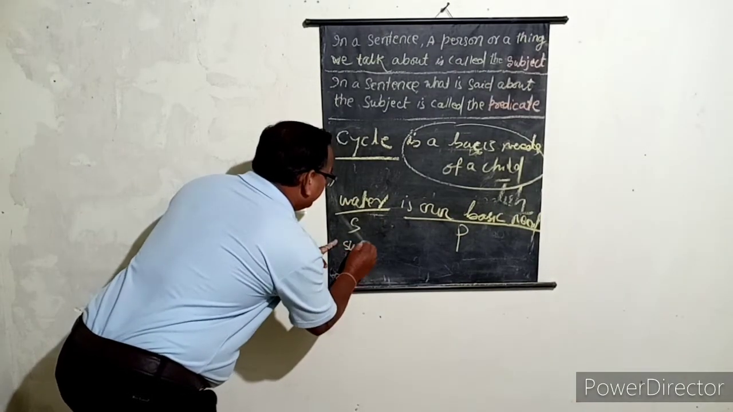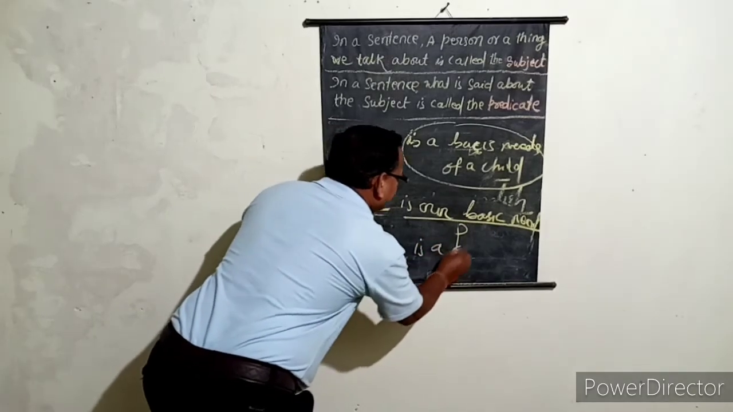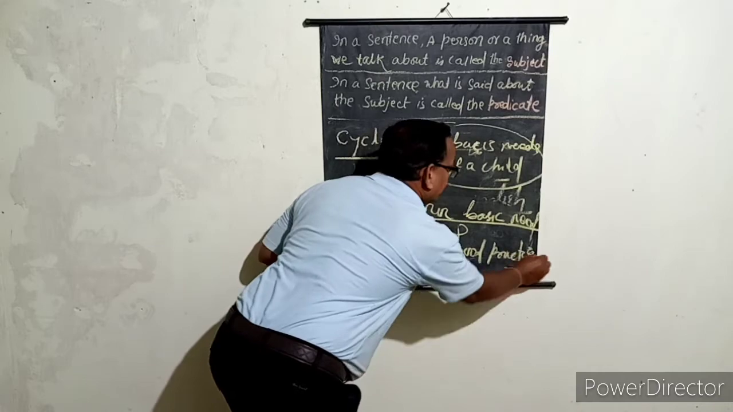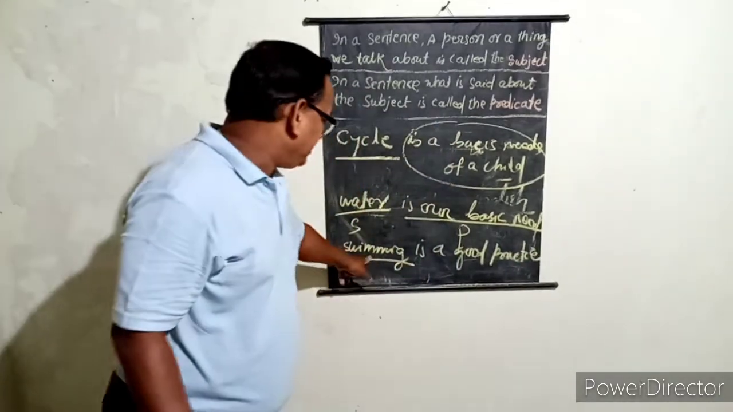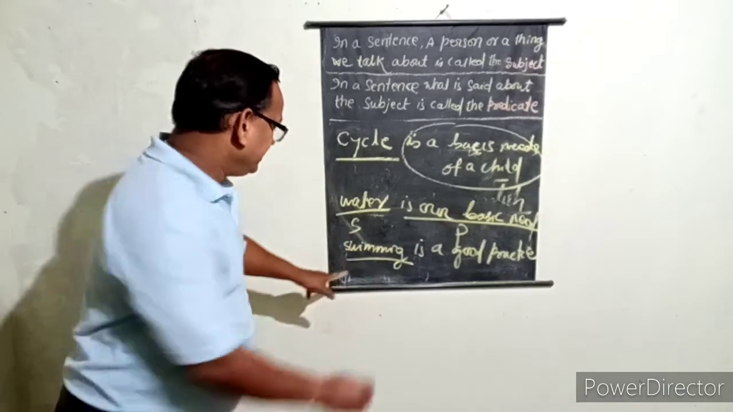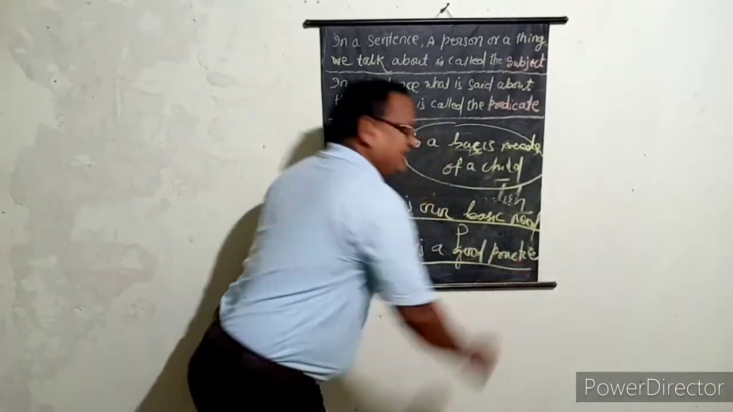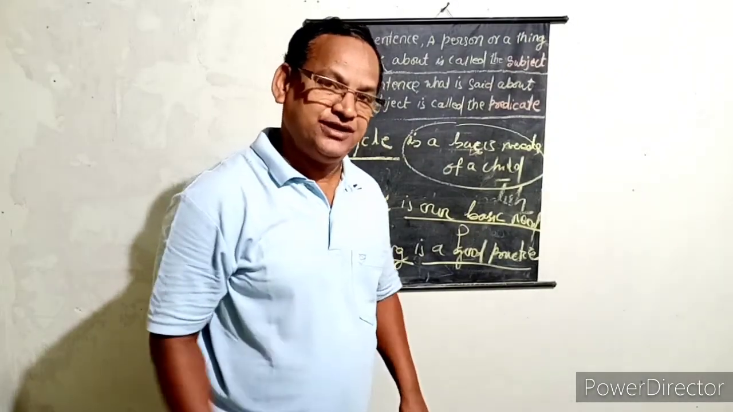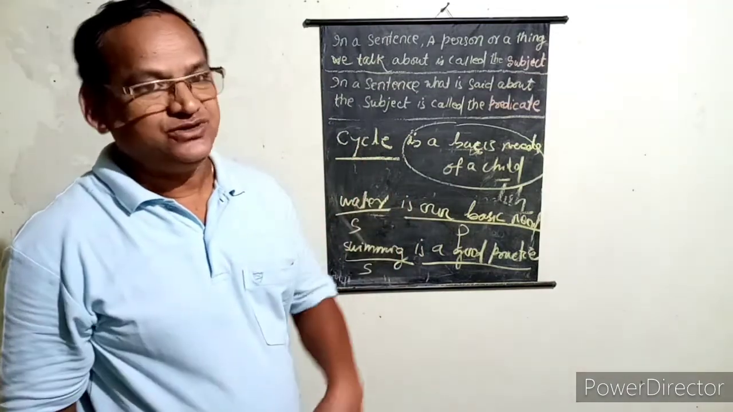Swimming is a good habit. Swimming is a good practice. Just like swimming, swimming is a good thing. In this sentence, swimming is the subject and the other part is the predicate. Here, we know any type of sentence is divided into subject and predicate.